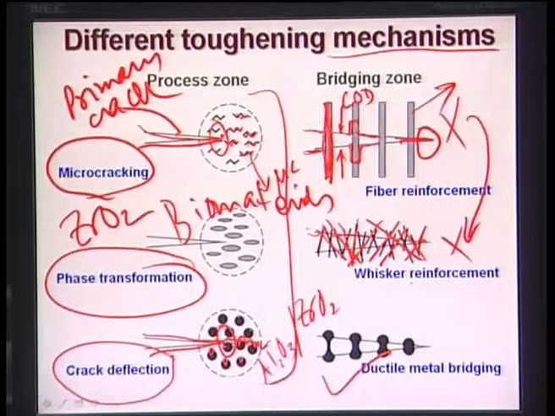Okay. The last point is ductile metal bridging. Now ductile metal bridging essentially tells you that you have metallic particles.